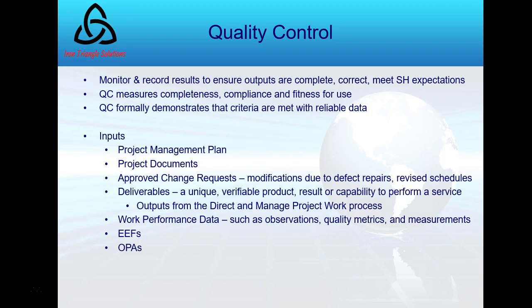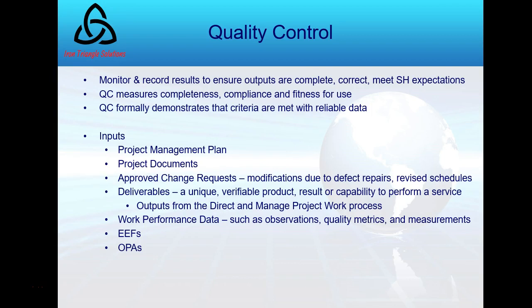Okay. Deliverables are an input, so before I can check it out for its exactness, I have to have my deliverable. And the deliverable is defined as a unique verifiable product or result or capability to perform a service. This is an output from direct and manage project work. So there are now two inputs here that are directly tied to the direct and manage project work process.